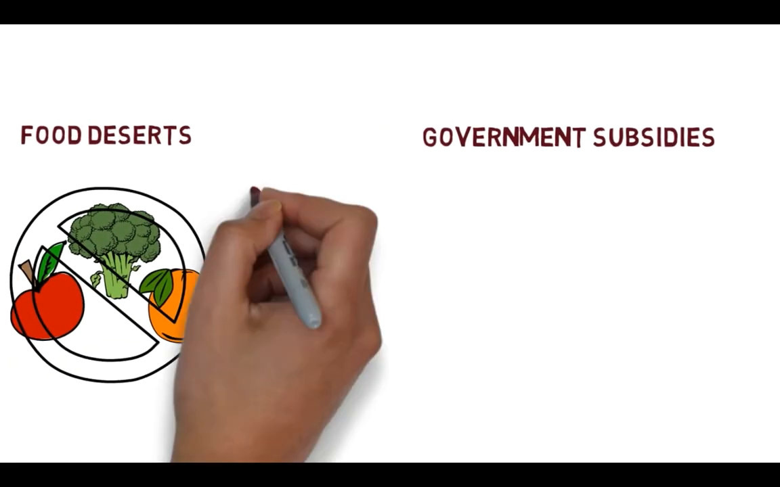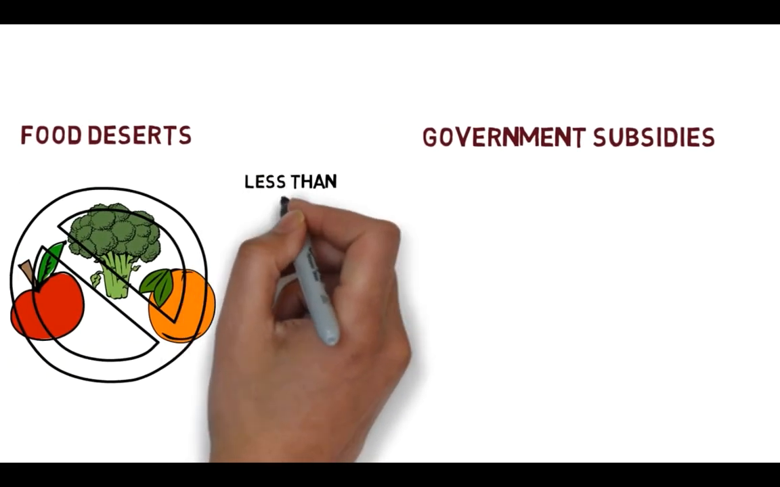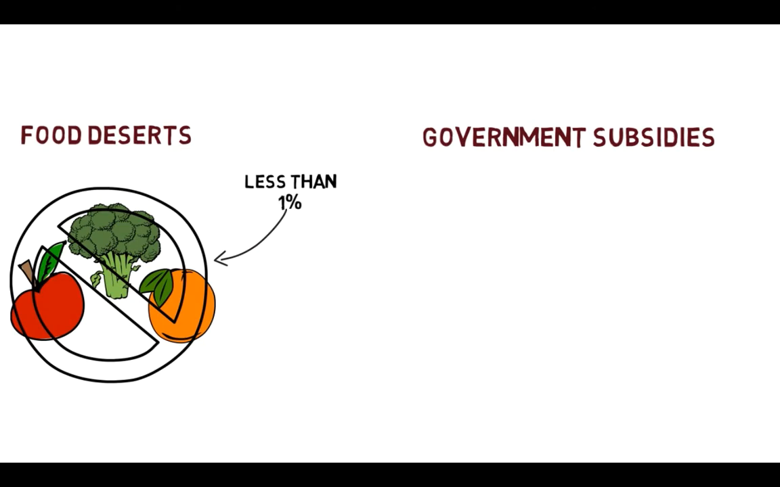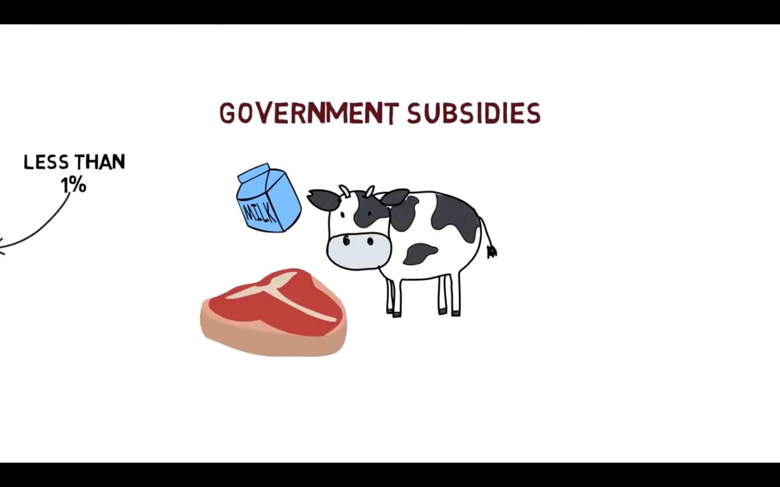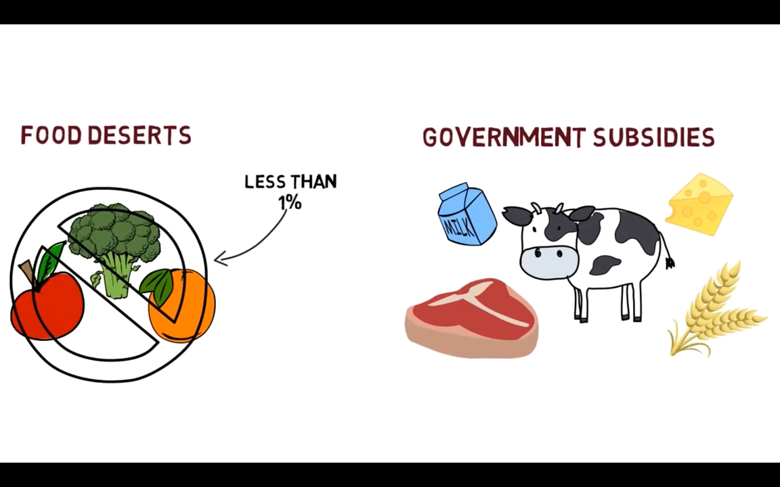Research shows that less than 1% of subsidies by the United States government goes towards the production of fresh fruits and vegetables, while the majority of the subsidies are given for meat, dairy, and grain production. This means that prices of healthy foods are significantly more expensive than the prices of unhealthy foods.